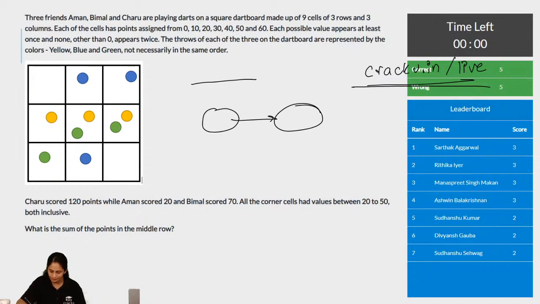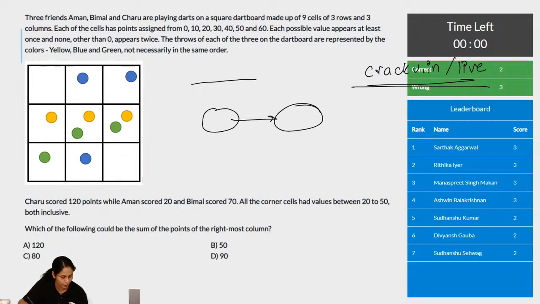Let me see if more have, okay, a lot of guys have been able to solve. Sarthak, Kritika, Manaspreet and Ashwin were able to solve it correctly. So 5 correct, 5 wrong, I think. Just see the second question also, because this is a set of 2 questions. The first question is: what is the sum of the points in the middle row? And the second question is, which of the following could be the sum of the points in the rightmost column? So the time is up and I'll be trying to solve this set. Good going for Sarthak, Kritika, Manaspreet and Ashwin.